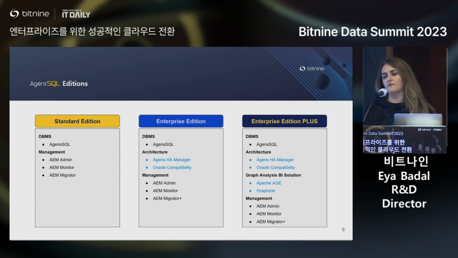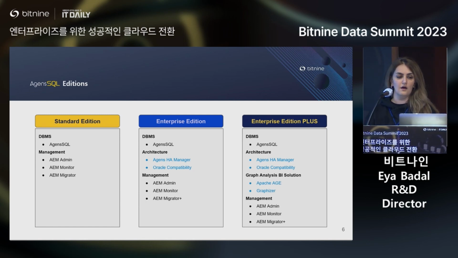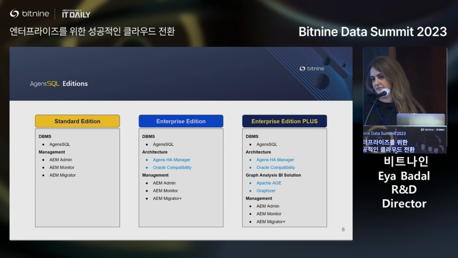AgensSQL offers 3 different editions. As you can see in this slide, the standard edition includes DBMS functionality and AEM management tools. The enterprise edition builds on top of this, adding high availability and Oracle compatibility. And finally, our Plus edition extends further with the graph analysis solution, also featuring Apache AGE and Graphizer, which we will dive deeper into, the Plus edition and Apache AGE, in the next slides.